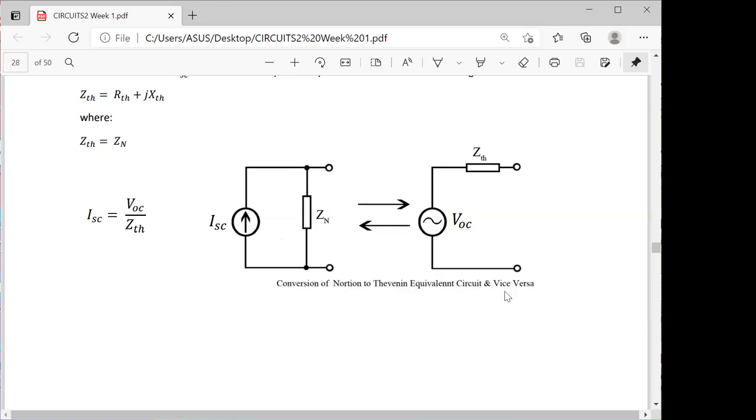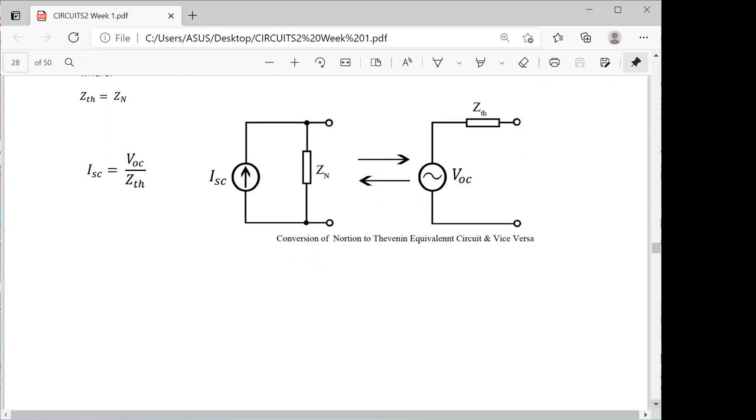Conversely, we can also determine I sub SC from the Thevenin's equivalent circuit by simply dividing our V sub OC by this Z sub TH. If we do that, then that will give us this, what we call I sub SC of our Norton's equivalent circuit. And again, Z sub N is the same as our Z sub TH. So we can either use Norton's for us to determine the Thevenin's, or say Thevenin's to Norton's.